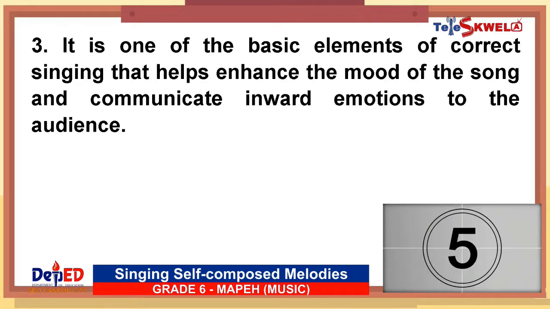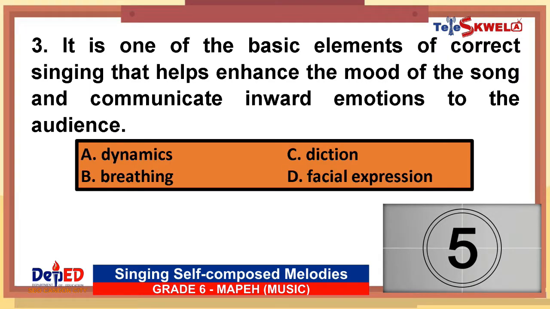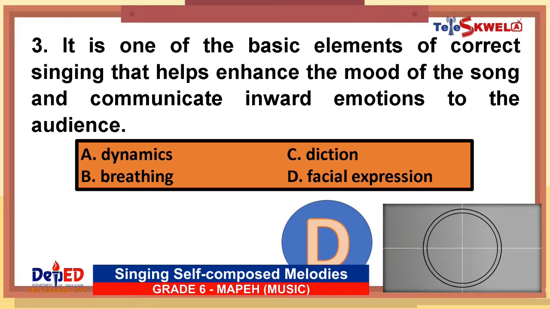Next one. It is one of the basic elements of correct singing that helps enhance the mood of the song and communicate inward emotions to the audience. And the choices are letter A, dynamics, letter B, breathing, letter C, diction, and letter D, facial expression. Timer starts now. And the correct answer is letter D, facial expression.